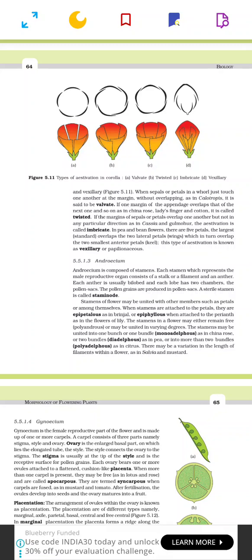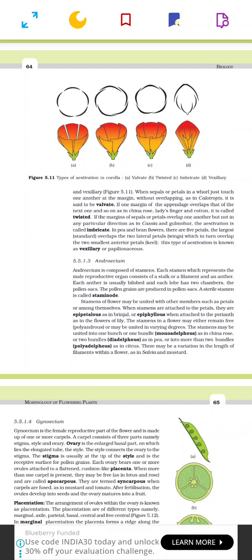Stamens of a flower may be united with other members such as petals or among themselves. When stamens are attached to the petals, they are epipetalous, as in brinjal. This is showing the attachment of the androecium with different parts. When stamens are attached to the petals, they are epipetalous, for example in brinjal or the Solanaceae family, or epiphyllous when attached to the perianth, as in the flowers of lily.